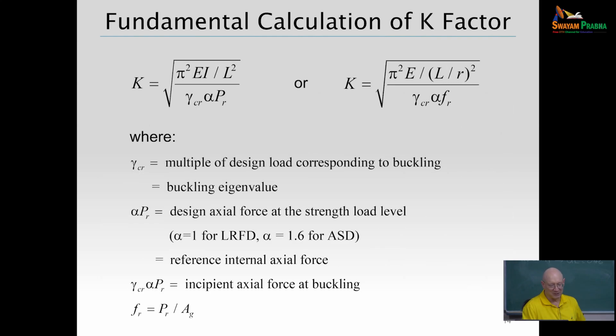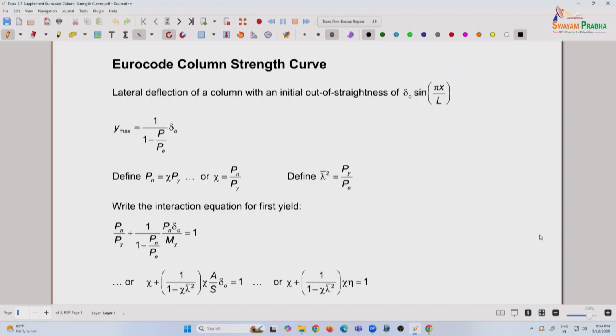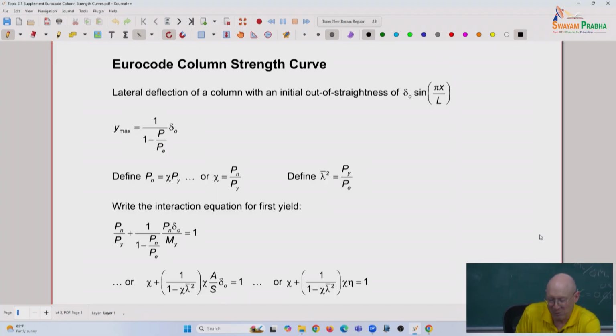Now again, just to remind you of effective length factor, all we ever do is take the load in the column at elastic buckling, equate that to pi squared EI over L squared, and solve for K. Eurocode 3, so here I want to switch to a handout: a pinned column that has an initial out-of-straightness. That's a sinusoidal curve with an amplitude of delta naught.